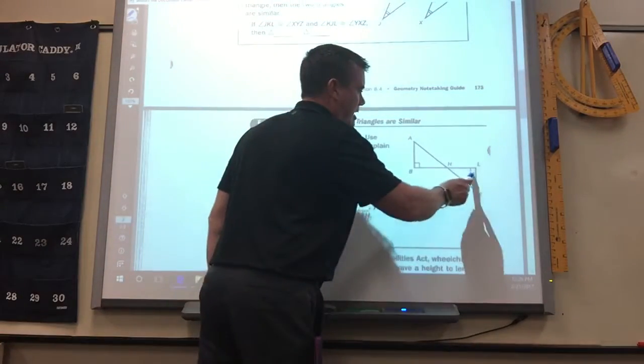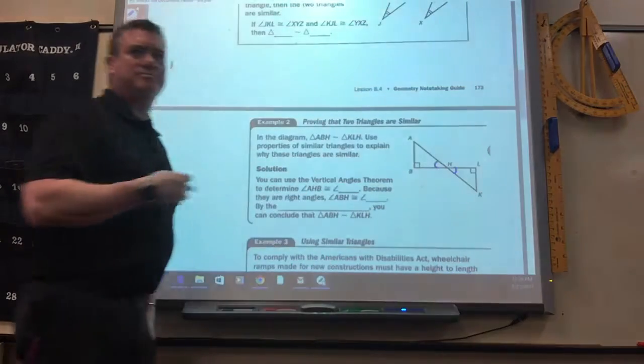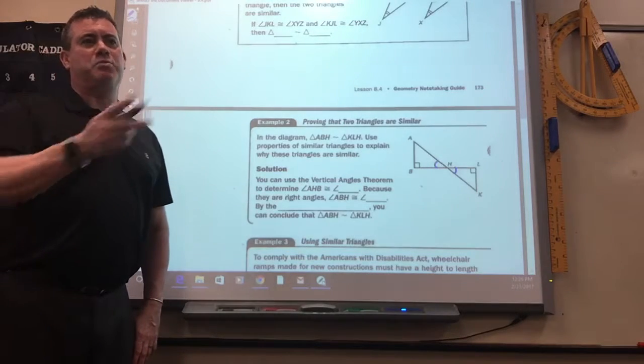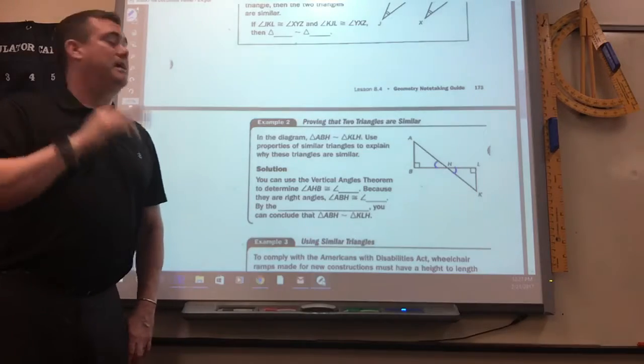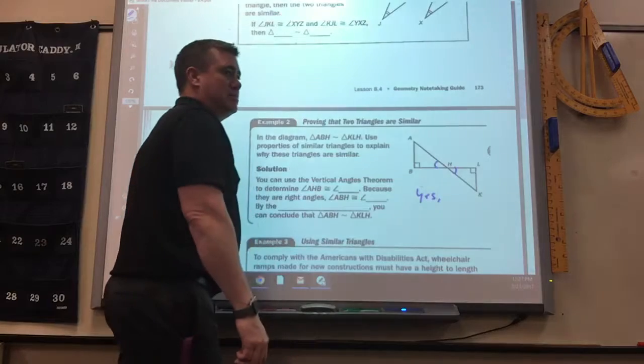Here we know this is 90 and that's 90. And we know vertical angles are congruent. So we know they're similar, right? If it's no, we don't have to explain. I'll remind you when we do that on the assignment. But if it's no, you just put no. If it's yes, you got to put the similarity statement.